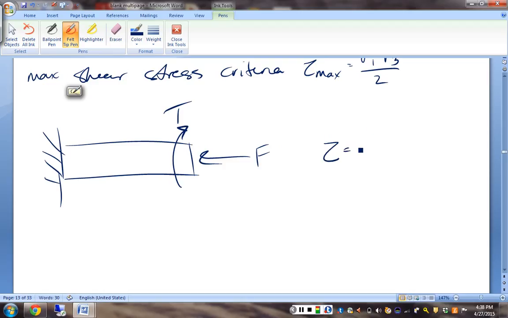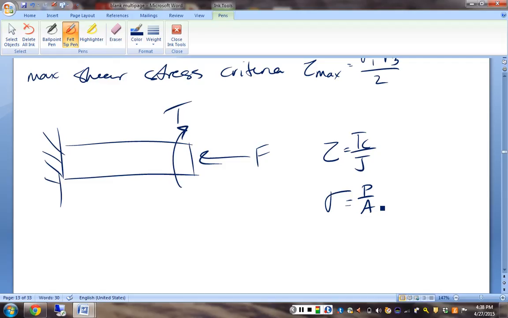Okay, so that's going to be some, what's my formula? I'm going to have some TC over J, and I'm also going to have some sigma, and that would be a P over A. Now I can't just figure out those numbers and add them, because they are apples and oranges. I have to draw a stress state.